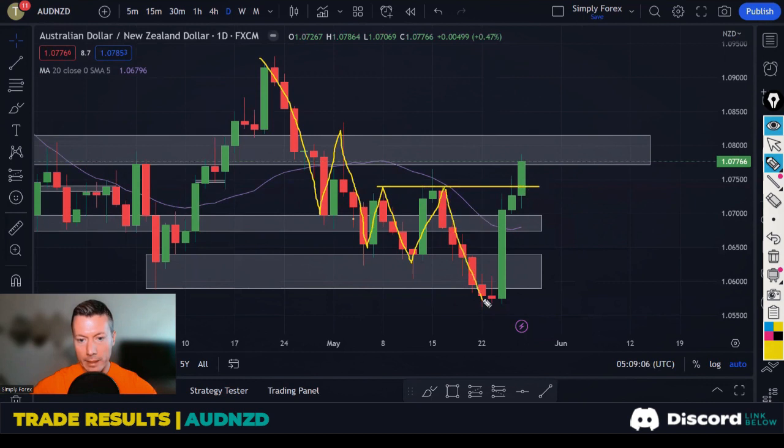Okay, come down again, tested this level. Because of these wicks, this level through here, it never broke until Friday. Then it did break. That is a clean break of those highs. So we're in an uptrend technically.